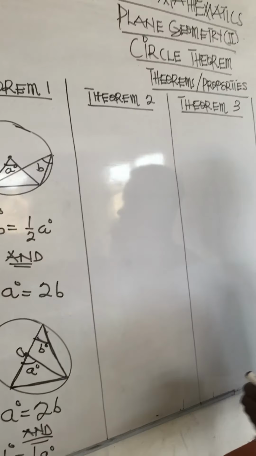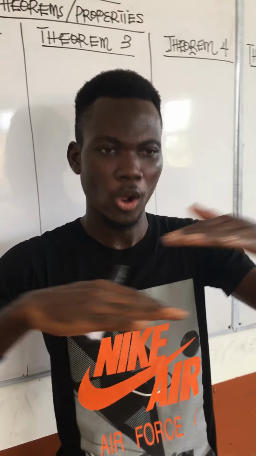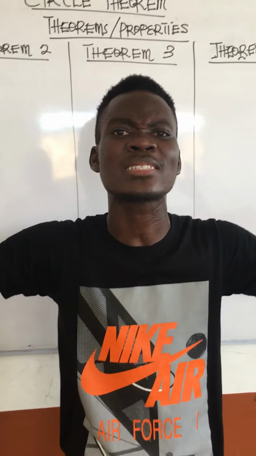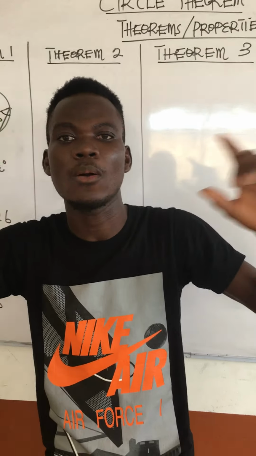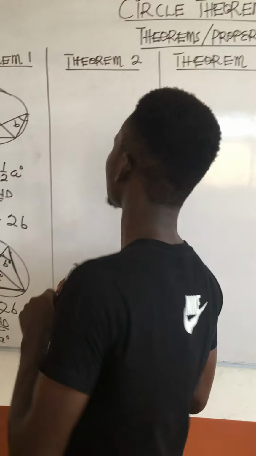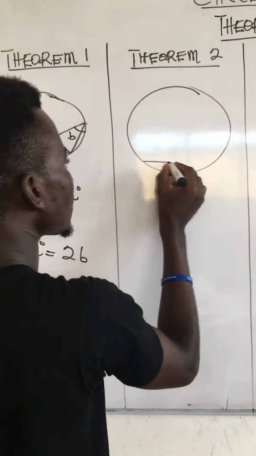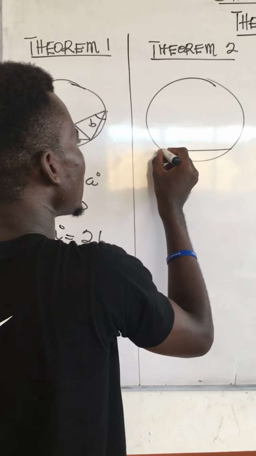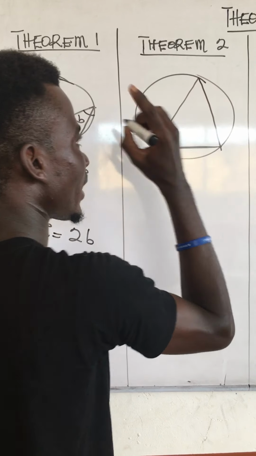Now let's look at the second theorem. The second theorem states that a chord forms an angle at the circumference at any side of the circumference. They said the angles that it forms are equal. So with this, you are saying that a chord can be formed from here to the circumference here, right? That's the first one.